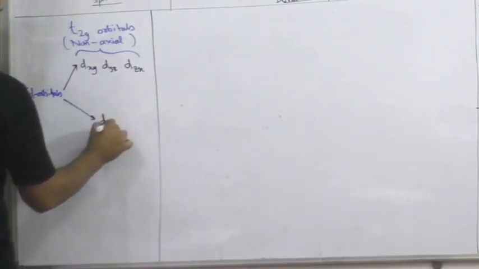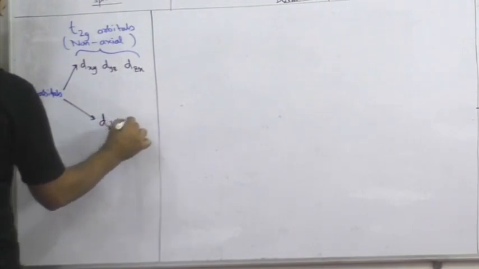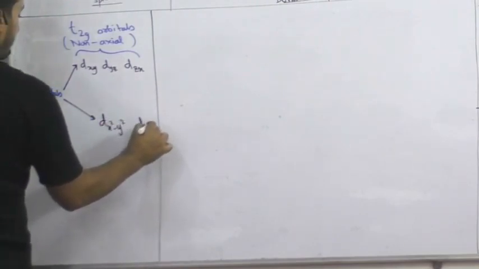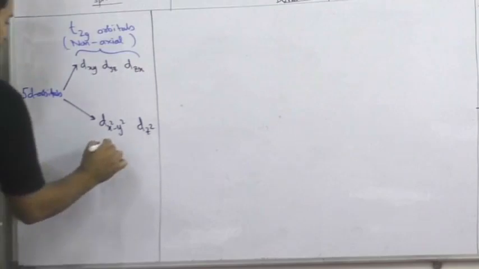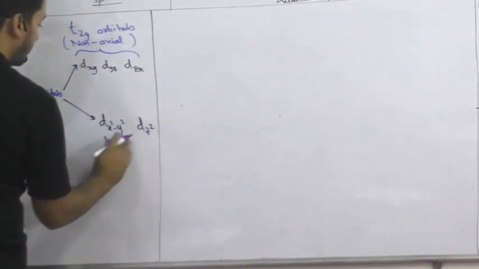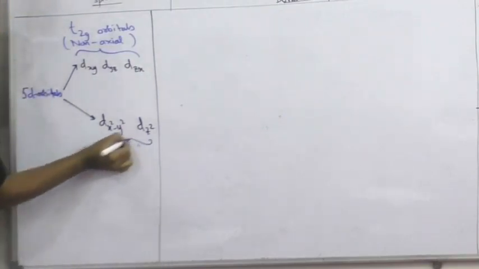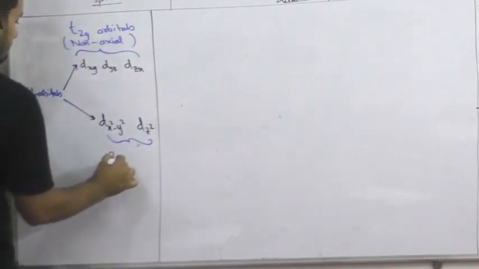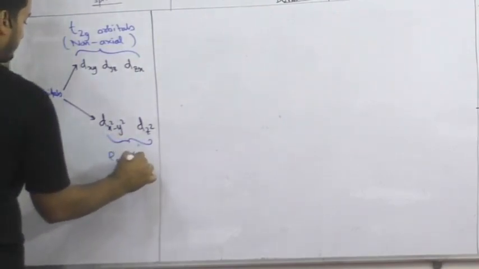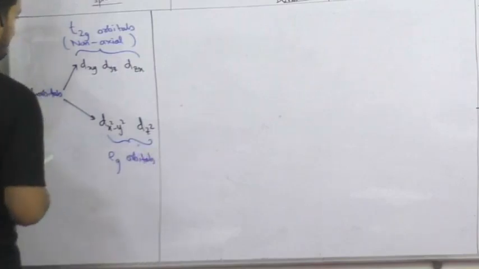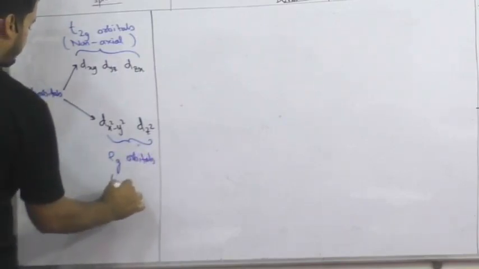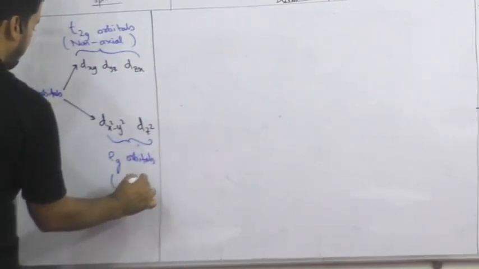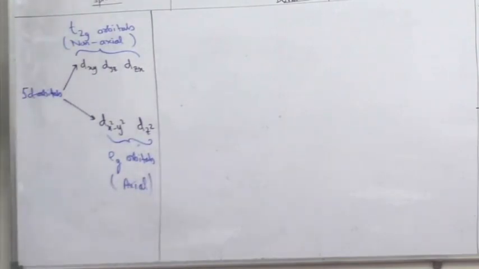And dx square minus y square and dz square, these are together called the EG orbitals, and they are axial in nature. They are axial orbitals. ये clear हो जाएगा once I draw the shapes.